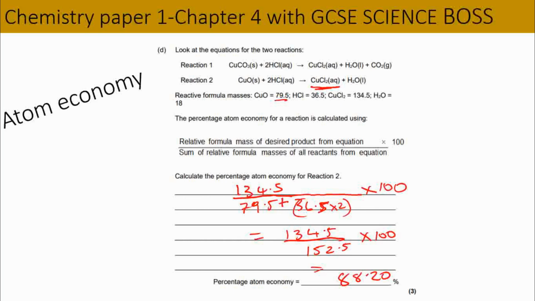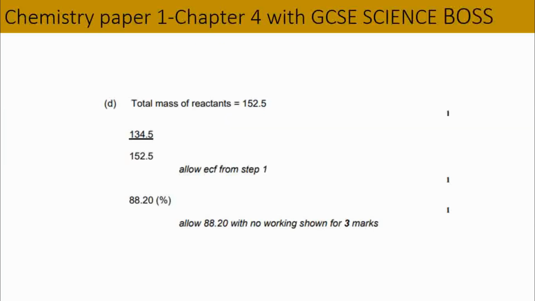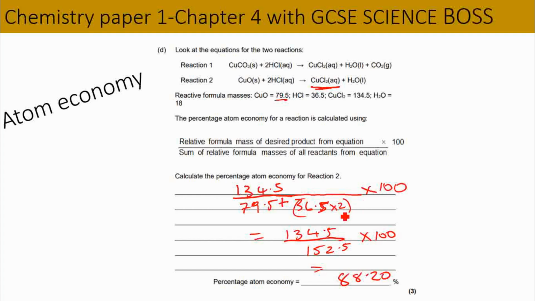So now that's atom economy. Have a look at the mark scheme. Very important that you note why I'm timesing it by 2, because now I have 2 HCl there.